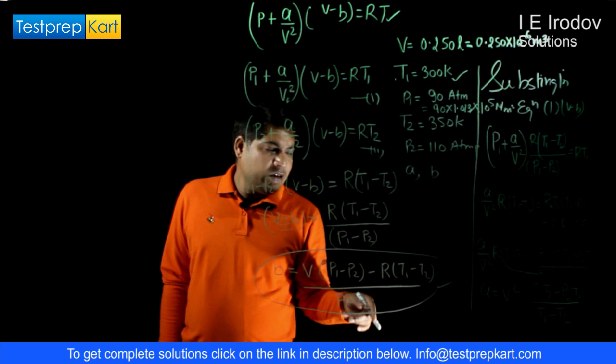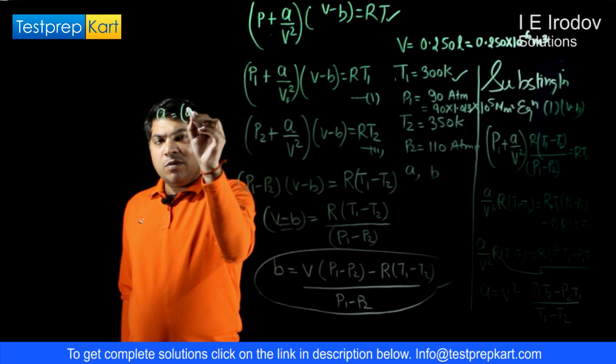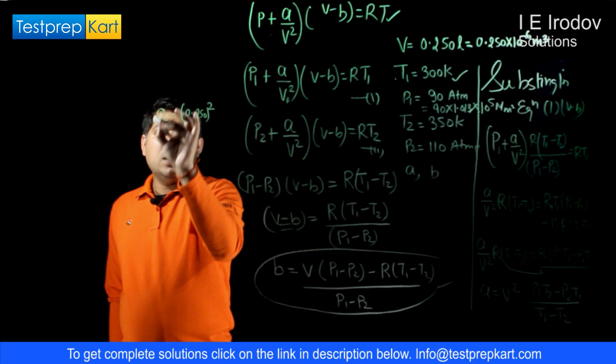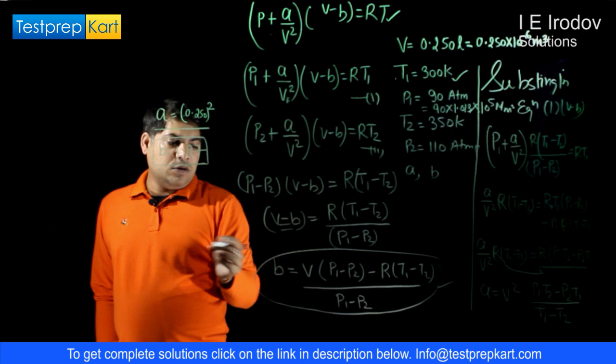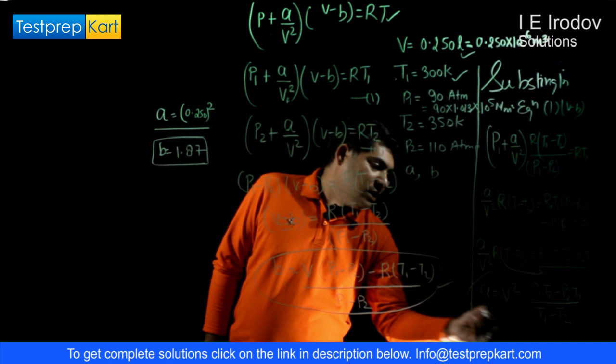And from there, we'll get A is equal to, that is 0.250 whole square. If we substitute here after solving this. And second, we'll get the value of B as 1.87. So please just substitute these given values in proper units. Here you must take care of units. I already converted. By substituting in this equation and in this equation, we'll get the final values of the van der Waals gas constants.